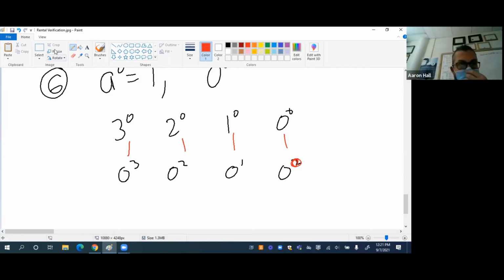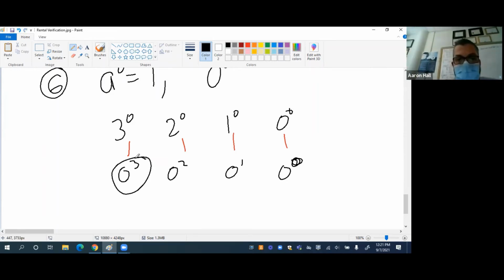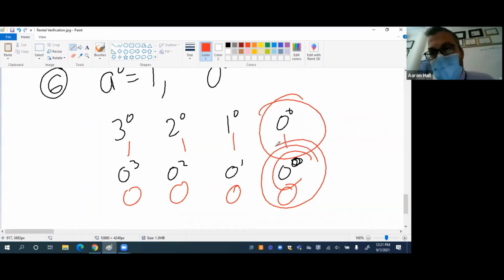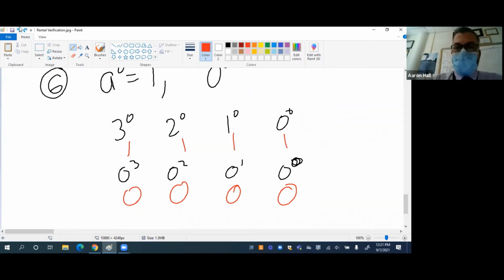Now let's look at the others. 0 to the power of 3 is 0 times 0 times 0, which is 0. 0 to the power of 2 is 0 times 0, which is 0. 0 to the power of 1 is 0. If this pattern continues, what should this be? 0. All right, so this can't be something and nothing at the same time. That doesn't make sense. Because it can't be both, we call this undefined. 0 to the power of 0 is undefined.